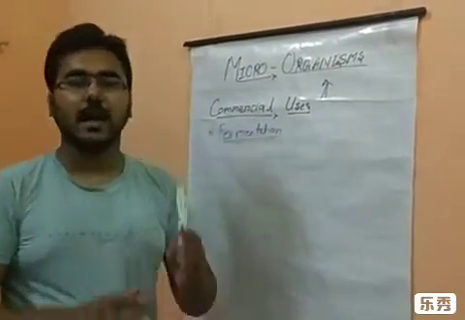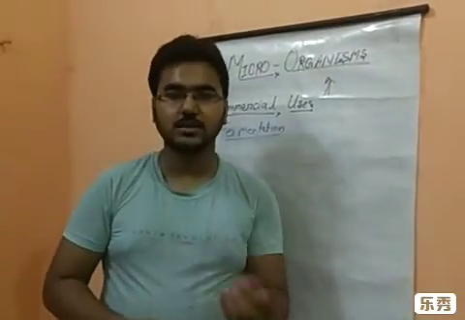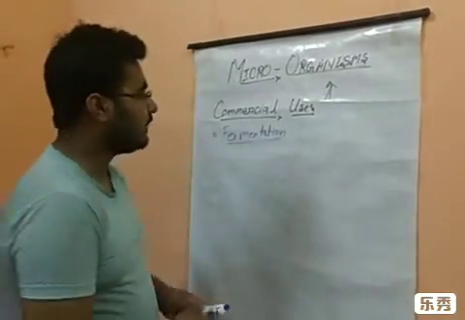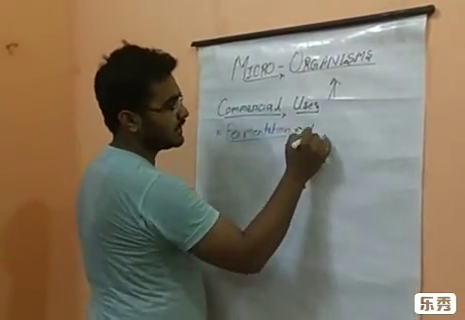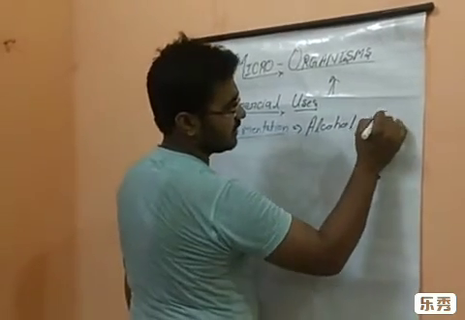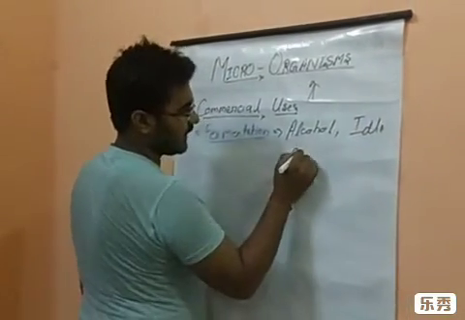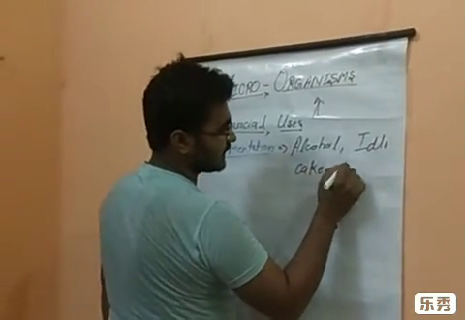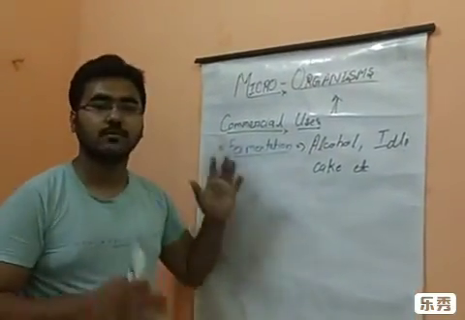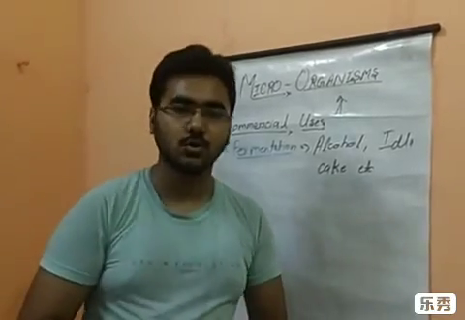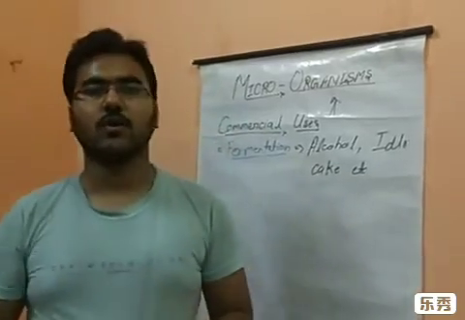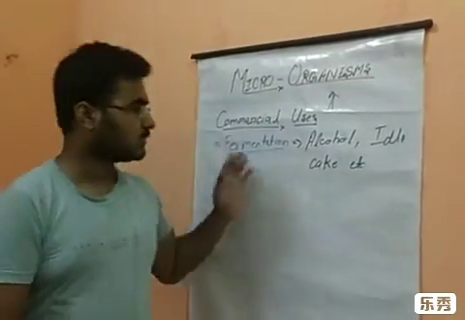When some bacteria, yeast, or fungi ferment, it creates alcohol. So here we can write, for example, in fermentation: alcohol, idli, cake, etc. These are some examples in which fermentation is used, and in fermentation many types of microorganisms are used for making fluffiness or for making things useful for us for getting some money. This was fermentation.